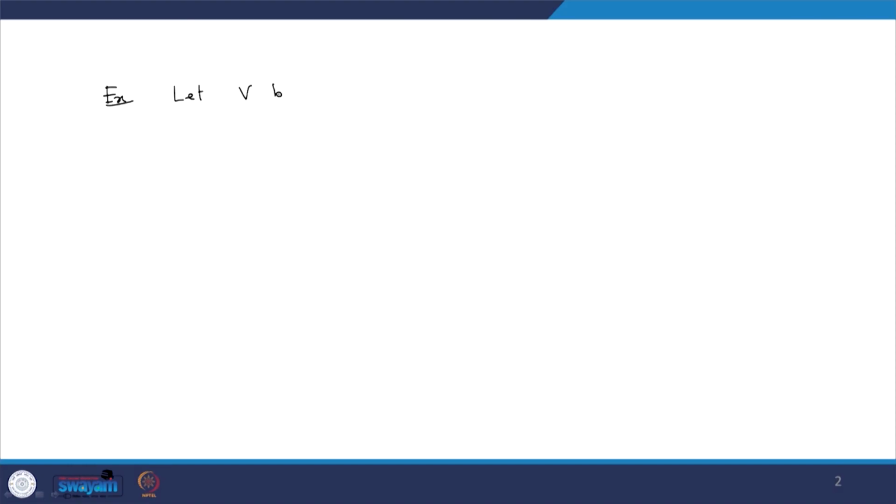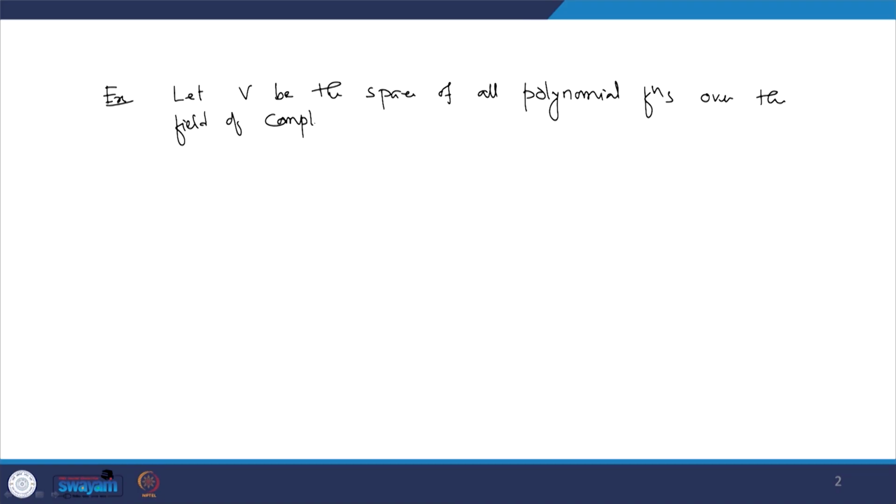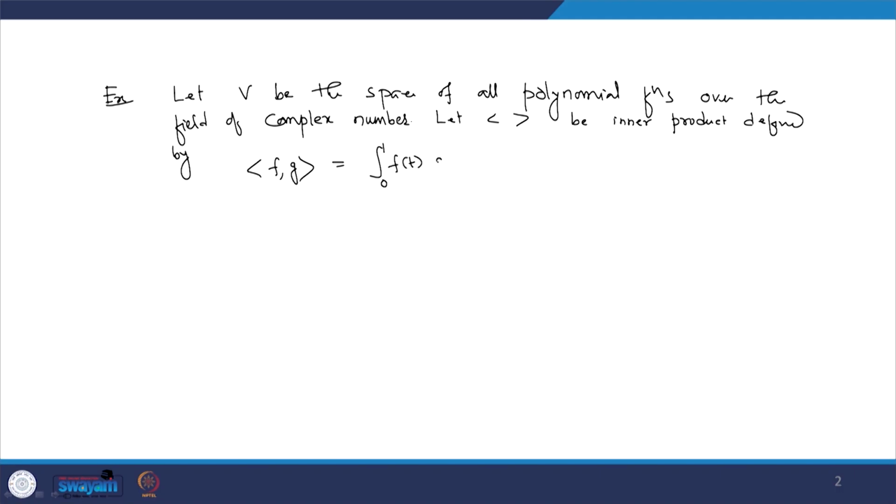Let V be the space of all polynomial functions over the field of complex numbers, and let the inner product be defined by: inner product of any two elements f and g in V equals integration from 0 to 1 of f of t and g of t bar dt. So, I am defining the inner product like this.